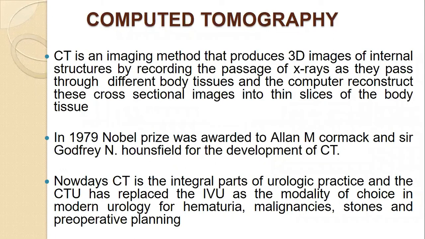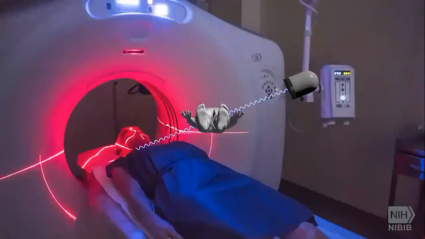The next one is computed tomography. CT scan is an imaging method that produces 3D images of internal structures by recording the passage of X-rays through different body tissues, and a computer reconstructs these cross-sectional images into thin slices of the body. In 1979, the Nobel Prize was awarded to Allan M. Cormack and Sir Godfrey Hounsfield for the development of CT. Nowadays, CT is an integral part of urological practice, and CTU has replaced the IVU as the modality of choice in modern urology for hematuria, malignancy, stones, and preoperative planning.